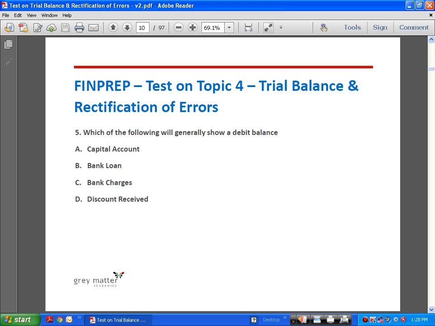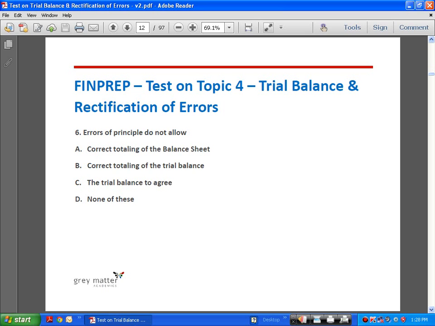Which of the following will generally show a debit balance? Capital account has a credit balance. Bank loan is a liability, it has a credit balance. Bank charges is an expense, and so it will show a debit balance. And discount received is an income, and hence it will show a credit balance. So answer is C.